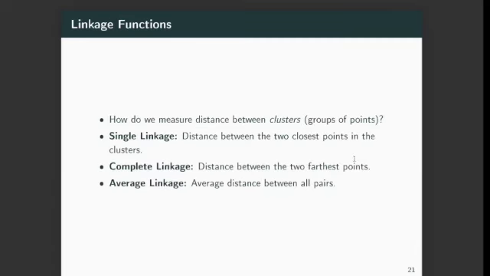So how do we measure the distance between the groups in clustering? We use what we call single linkage, complete linkage, or average linkage. Single linkage looks at the two closest points between the clusters. Complete linkage looks at the two farthest points, and average linkage takes the average distance between all possible pairs.